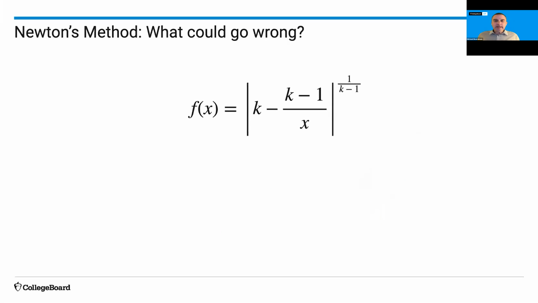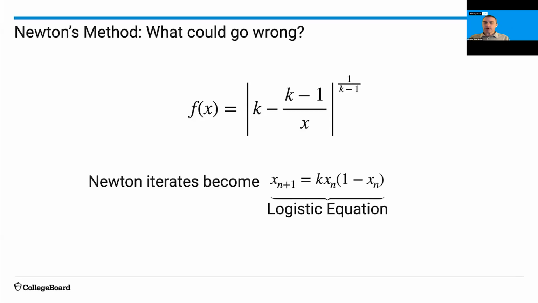I want to take a look at this function again, but now I'm not specifying the value of k. If we treat k like a fixed parameter and we create the Newton iteration equation, we end up with this equation, that the n plus first estimate of the zero of this function is k times the nth estimate times 1 minus the nth estimate. This is a famous equation. This form is called a logistic equation.